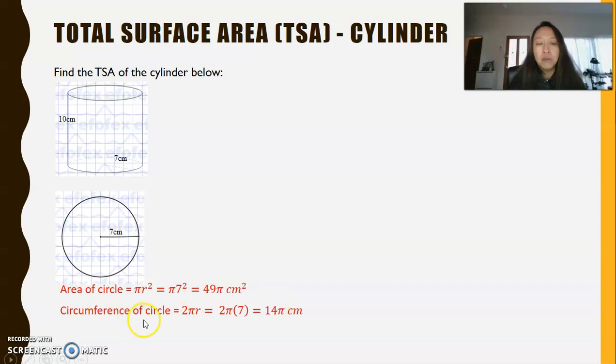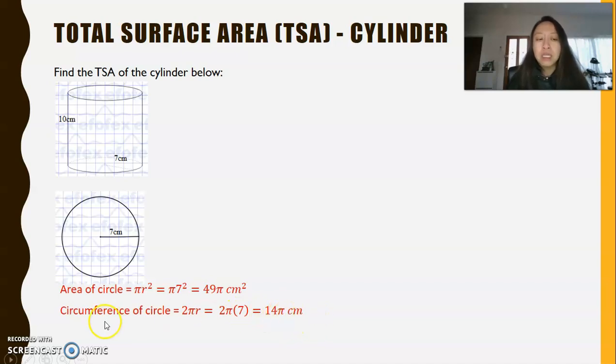And the circumference of a circle is pi d or 2 pi r. I'm using 2 pi r here. Pi d, where d is the diameter. So 2 pi r over here: 2 times pi times 7, which is 14 pi centimeters.